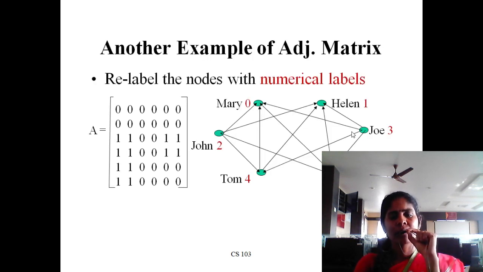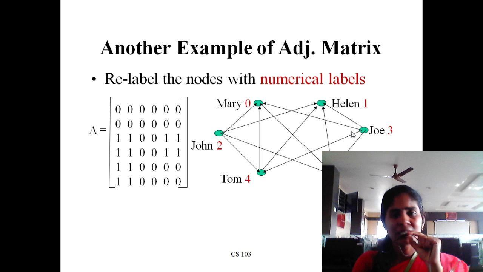Okay, this is another example. In the previous example, we named the nodes 0, 1, 2, 3, 4. Here I am naming the nodes Mary, Helen, Joe, John, Tom and Paul. How many nodes do we have here? We have 6 nodes, so we have 6 rows and 6 columns.